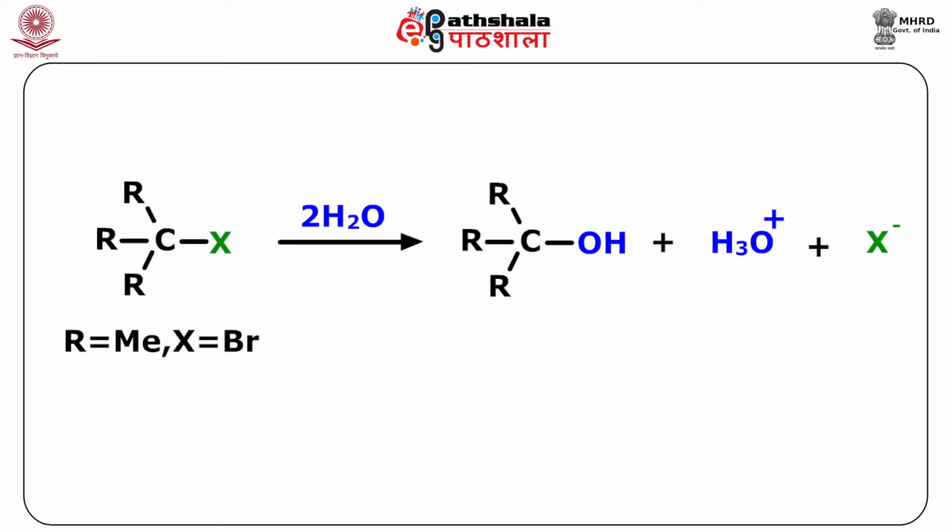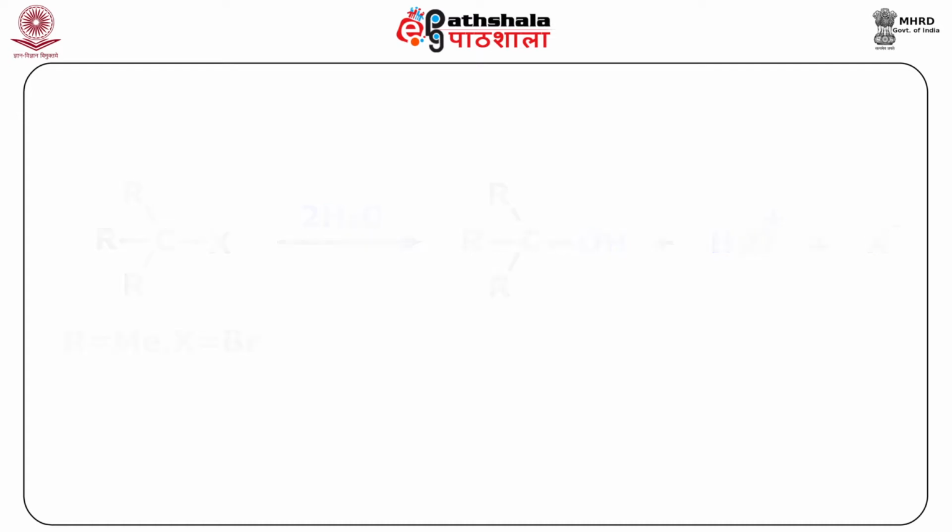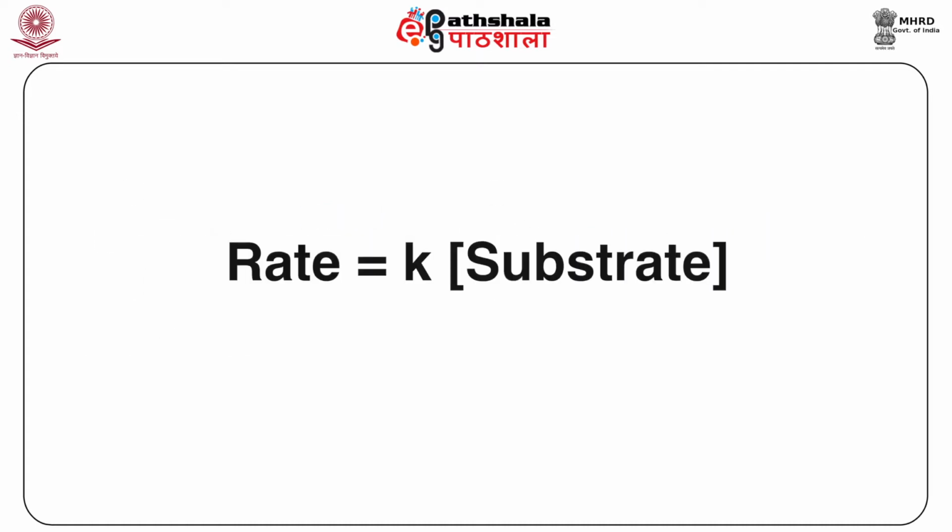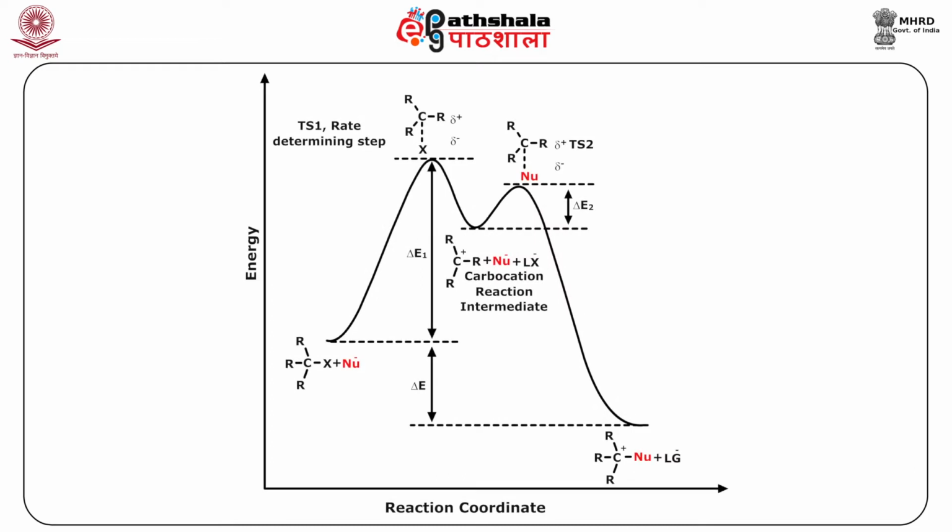The reaction is first order with respect to the alkyl halide in this example, while zero order with respect to the nucleophile. Putting it in this way, rate is equal to the rate constant multiplied by the concentration of the substrate. The energy profile diagram of a typical SN1 reaction is shown here in this figure, students, and you can see the first step is the slow step, which is the formation of the carbocation, which is relatively higher in energy, followed by the attack of the nucleophile, which is relatively lower in energy.